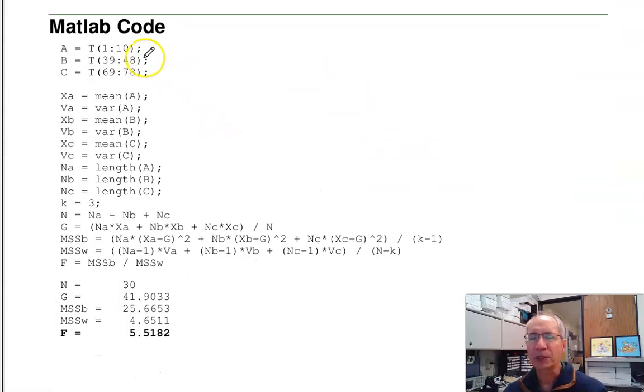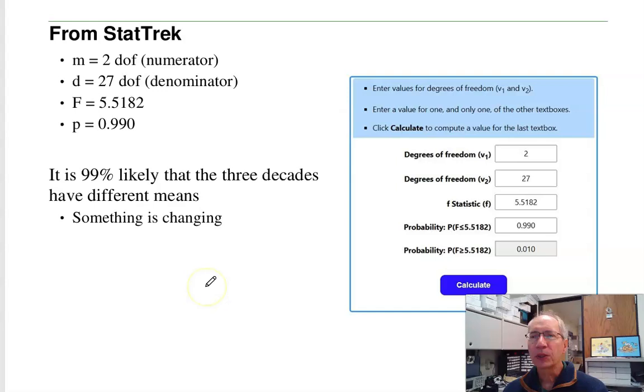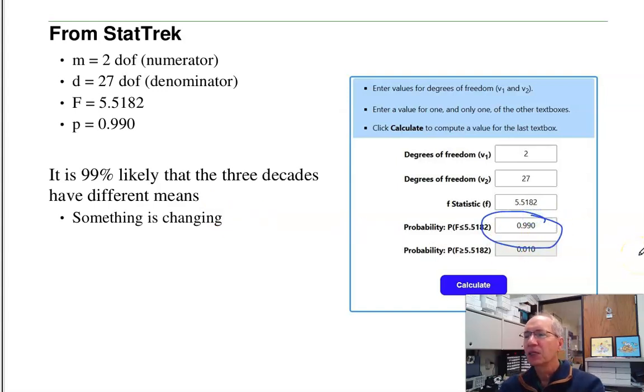Equivalently, I can use this MATLAB code, pull in the data, calculate the means, variances, total number of data points, mean sum between columns, mean sum within columns, f-score, and I get the same answer. To convert that to a probability, I use an F-table. The numerator has 3 columns, meaning 2 degrees of freedom. Denominator has 30 data points in 3 columns, meaning 27 degrees of freedom. My F-score is 5.5182. Probability then is 0.99. So I'm 99% certain that the climate is changing.